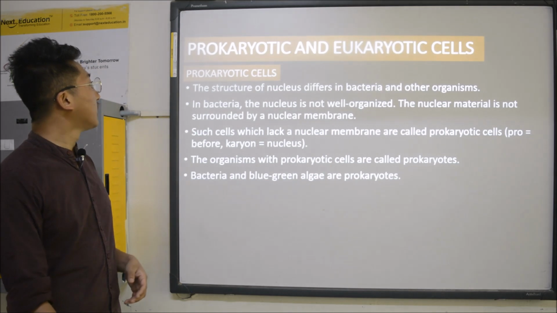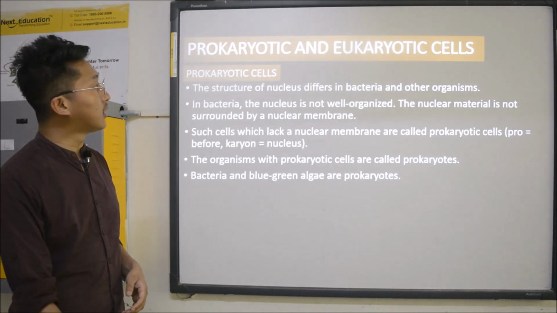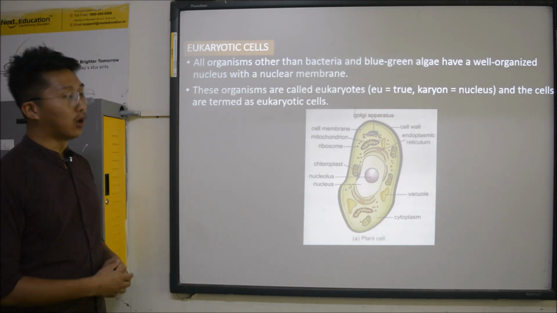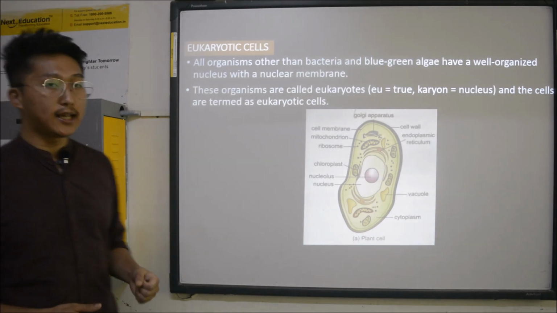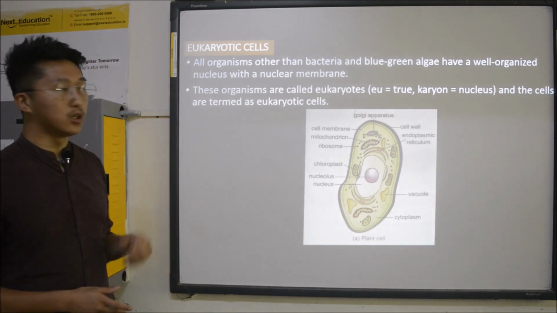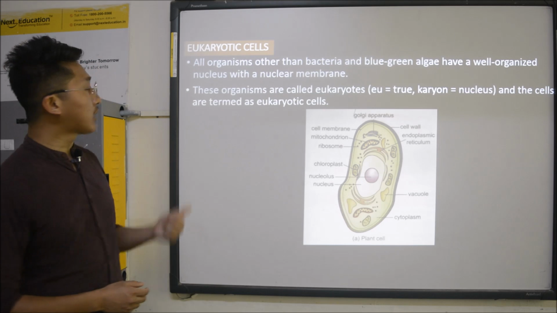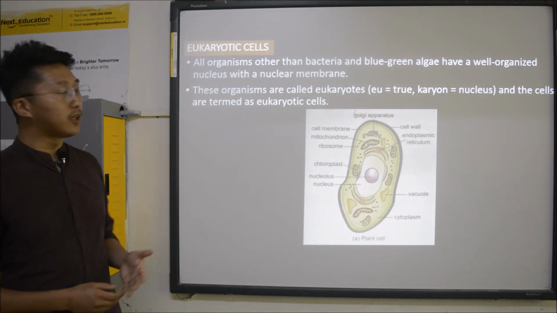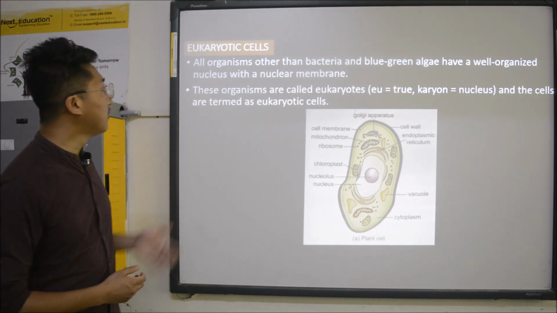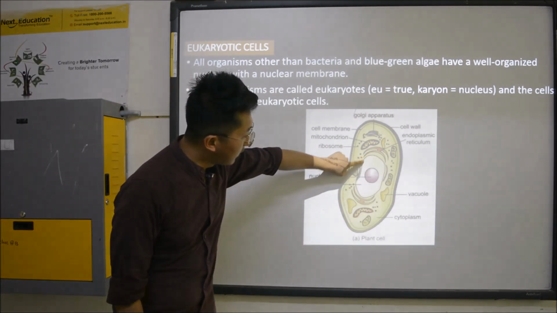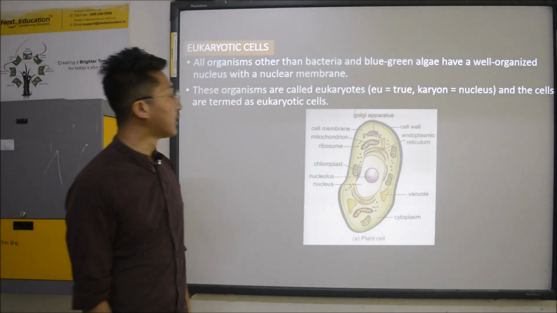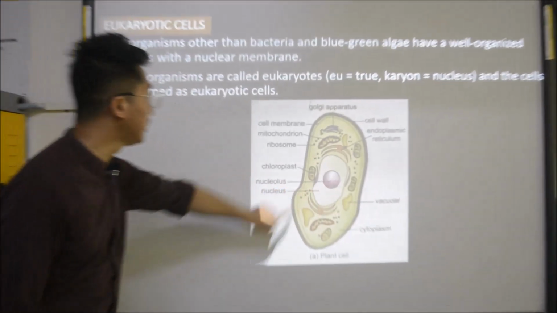Now we will study the next one, eukaryotic cells. In eukaryotic cells, all organisms other than bacteria and blue-green algae have a well organized nucleus with a nuclear membrane. So in the eukaryotic cell there is a well defined nuclear membrane. You can see in the diagram a well defined nuclear membrane inside which the nucleus is present.